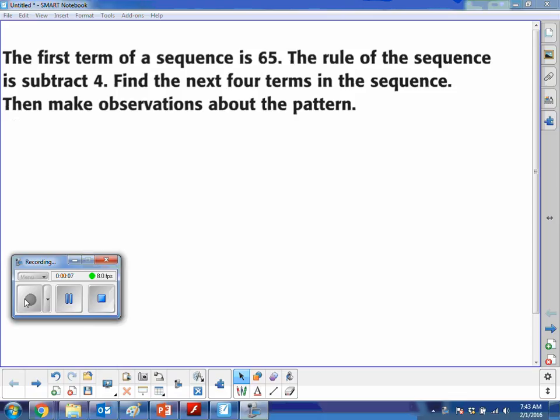What we're working on today is we are still on Chapter 7, and we are on Part 2 today. What we're doing is we are creating sequences and writing observations about them. So let's go ahead and get started.